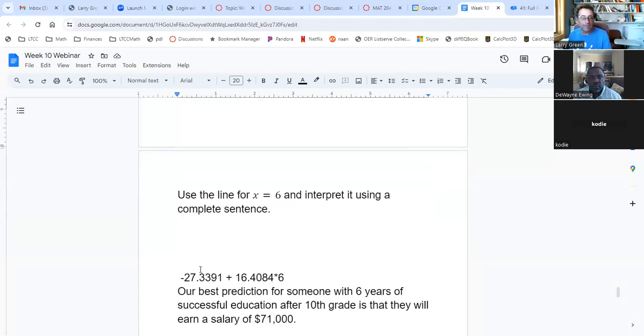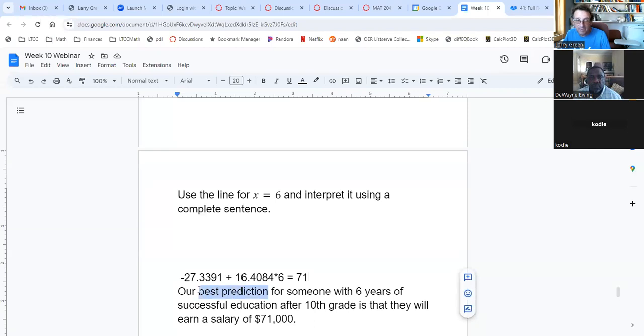Well, we just plug it in. So I take our value and I use the whole line. And I did negative 27.3391 plus 16.4084 times 6. And what I got was about 71. So our best prediction for someone with 6 years of successful education after 10th grade is that they will earn a salary of $71,000.